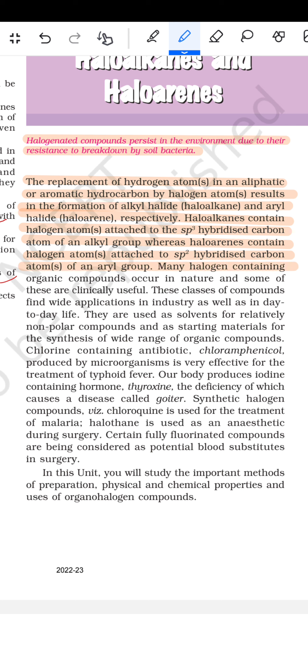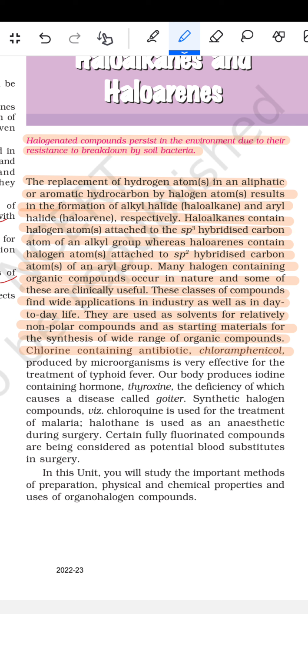Many halogen-containing organic compounds occur in nature, and some of these are clinically useful. These classes of compounds find wide applications in industry as well as in day-to-day life. They are used as solvents for relatively non-polar compounds and as starting materials for the synthesis of a wide range of organic compounds.